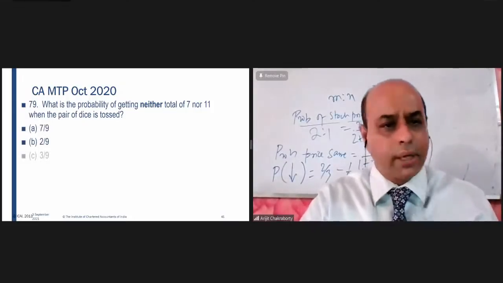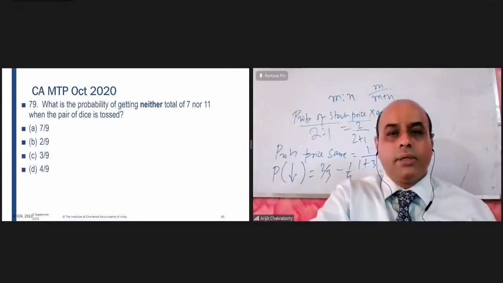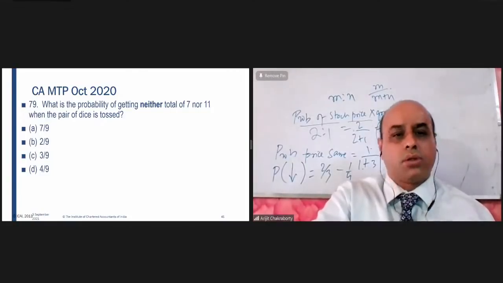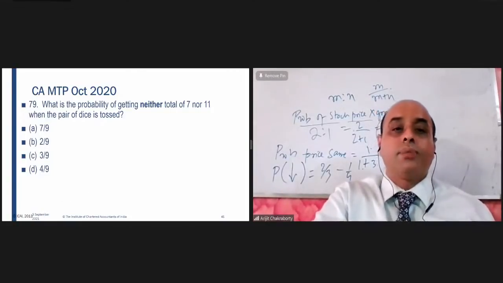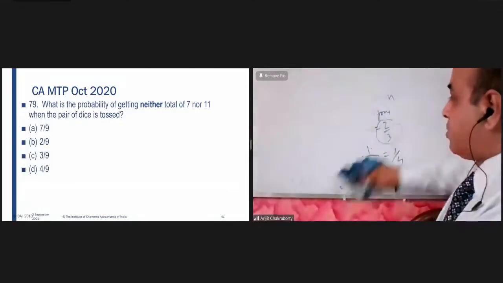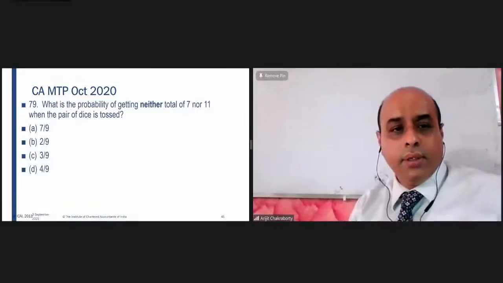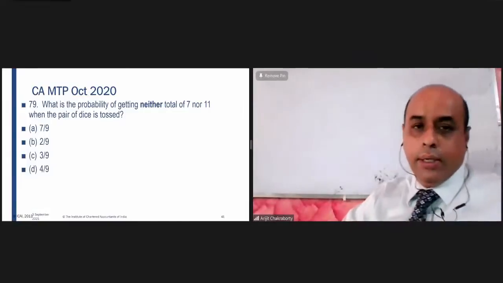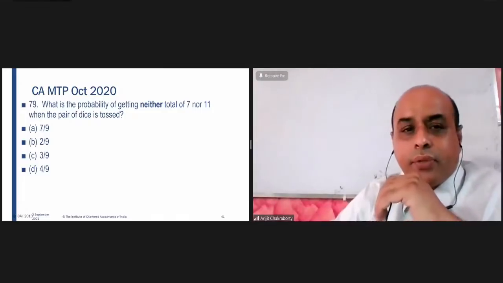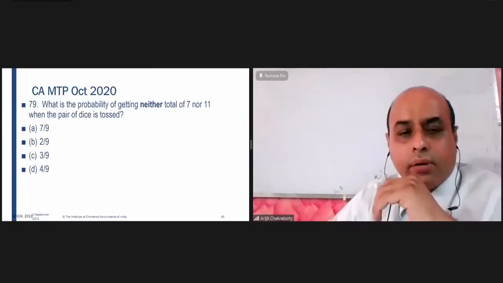Now the MCQ, it's an MCQ exam, you know, so 4 alternatives are given. What is the probability of getting neither total of 7 nor 11 when a pair of dice is tossed? Pair of dice. Okay. So the pair of dice, we will take it in this way. So let me just work it out. Intelligent question and very, very important for the exam. Looking at the intelligence level in these questions, like you saw the last question, right? So very intelligent, but very simple. Numbers are very simple, not much of calculation.